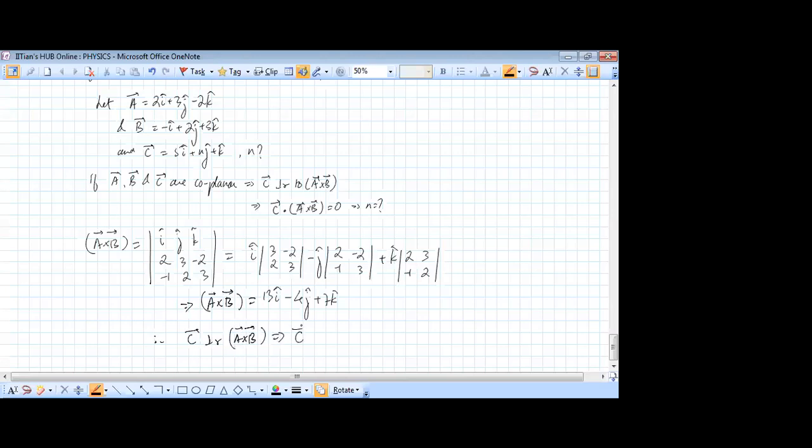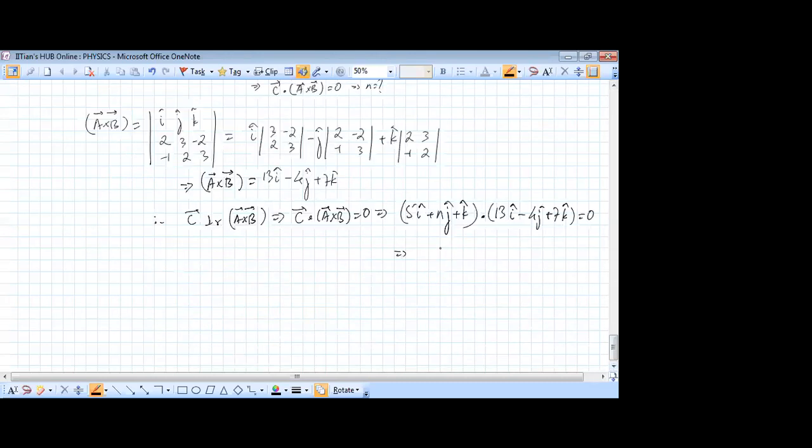Means that C's dot product with A cross B should be 0. So that means that this vector 5 i cap plus the unknown quantity n j cap plus k cap, this one's dot product with this new vector that we got, 13 i cap minus 4 j cap plus 7 k cap, would be 0. Further, this means that 65 minus 4n plus 7 should be equal to 0.